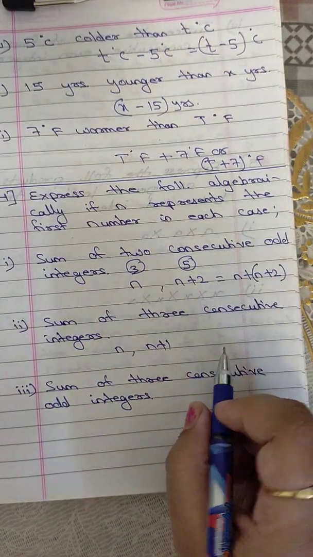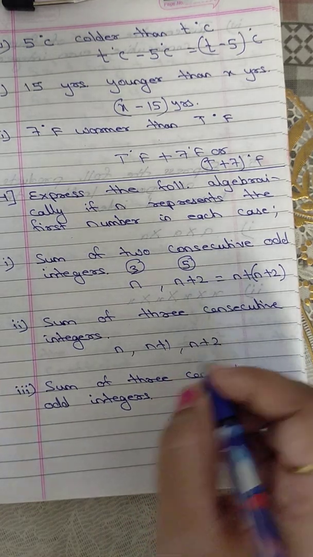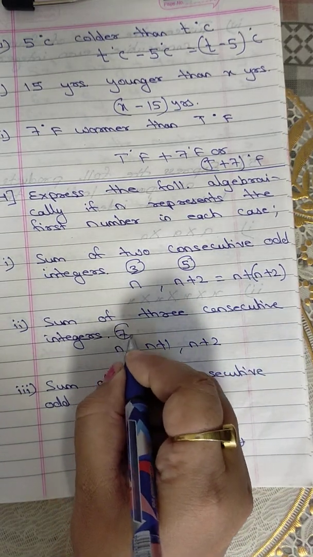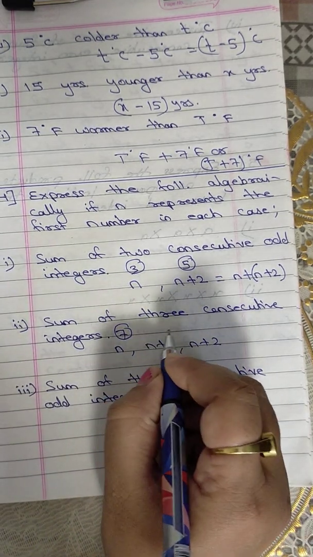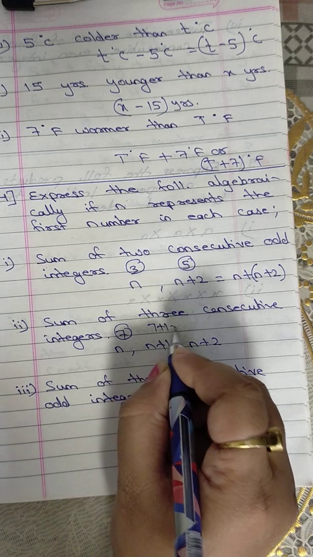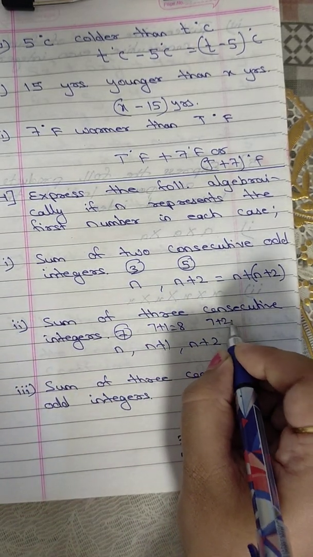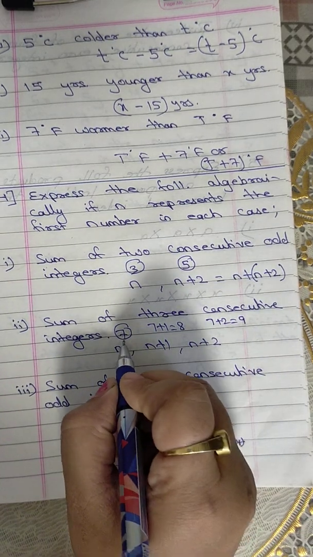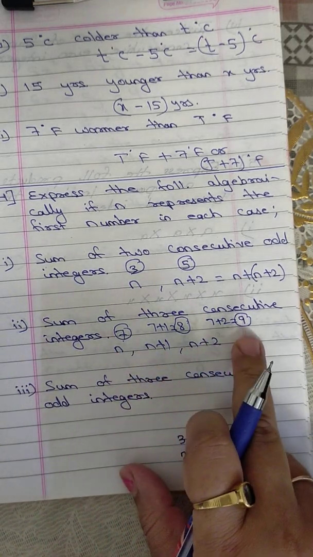And the next will be n plus 2. You want to see how? Let's take 7. First n is 7. What will be the next consecutive number? 8. So n plus 1 means 7 plus 1, 8. The next will be 9. So 7 plus 2, 9. So 7, 8, 9. These are the three consecutive numbers.